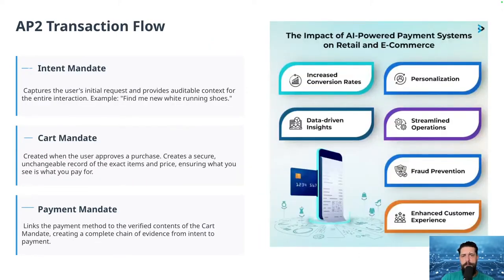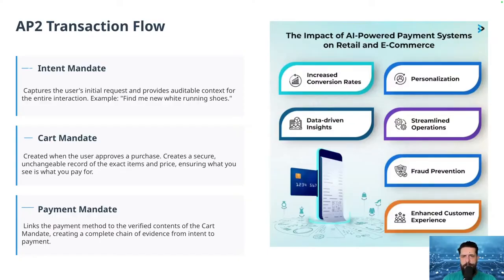Let's walk through a typical transaction to see how these concepts come together. The AP2 flow is built around three key mandates. First, the intent mandate. This is created when you first give your agent a task. For example, you might say, find me a new pair of white running shoes. The intent mandate captures this initial request and provides the auditable context for the entire interaction.